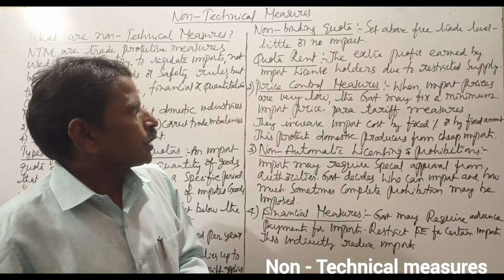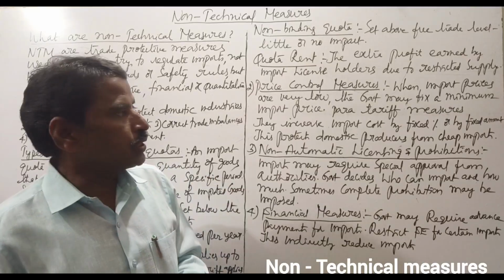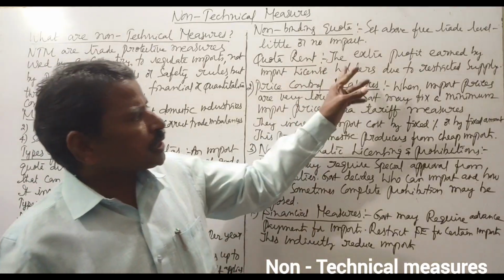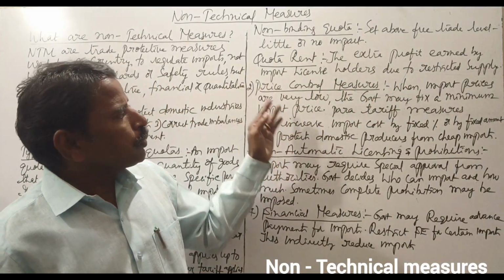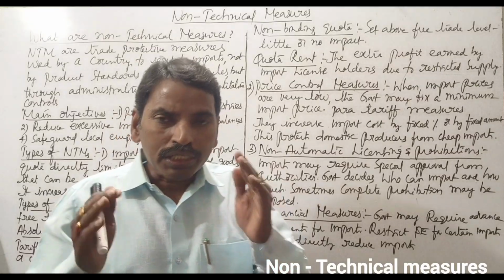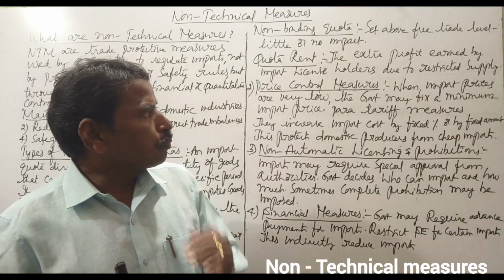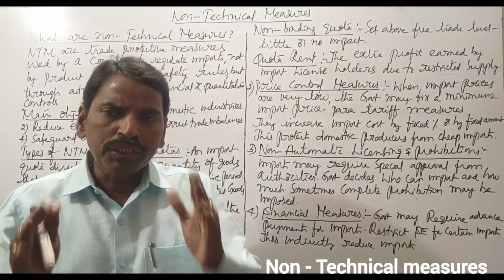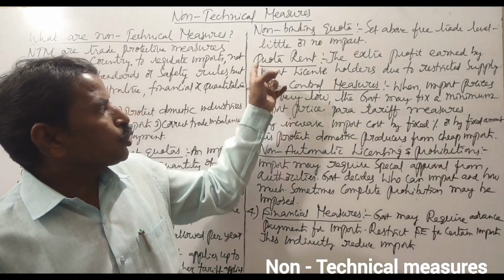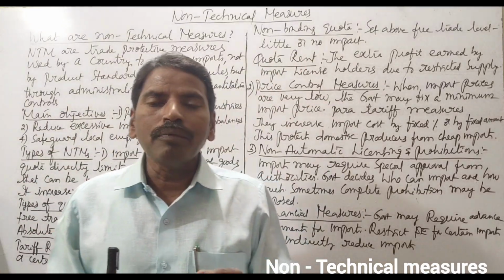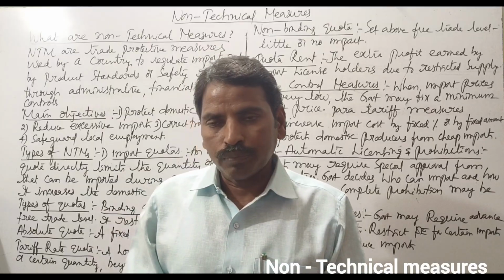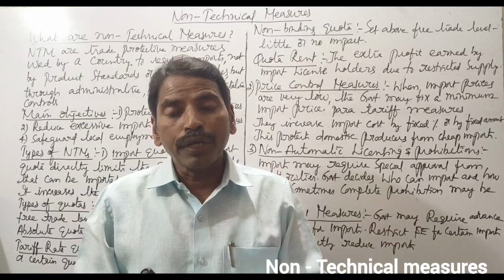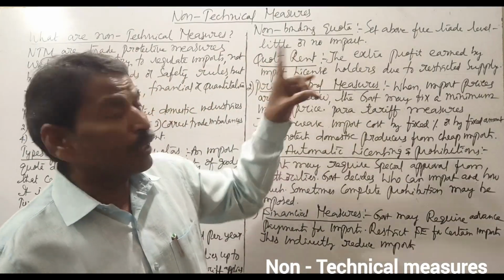Next, a very important concept is quota rent. Quota rent means the extra profit earned by import license holders due to restricted supply. So these are the four types of quotas: binding quota, absolute quota, tariff rate quota, and fourth, non-binding quota.